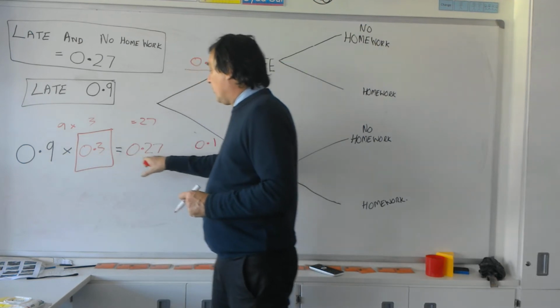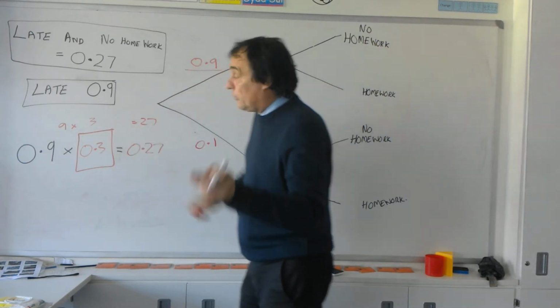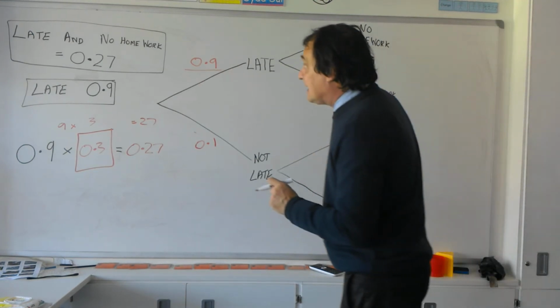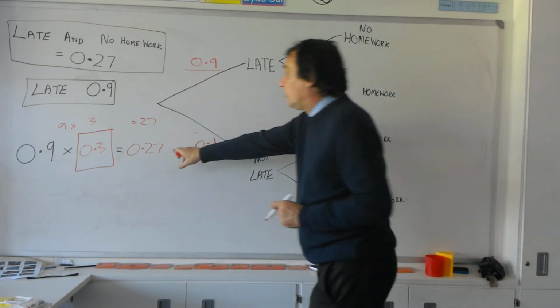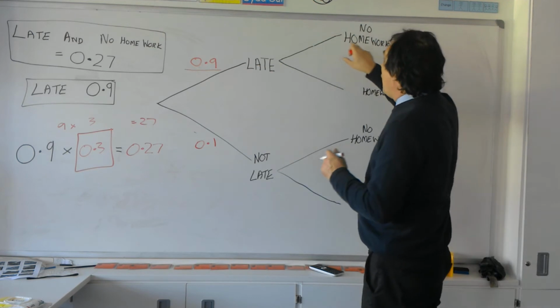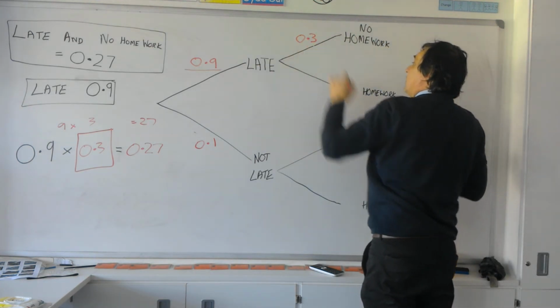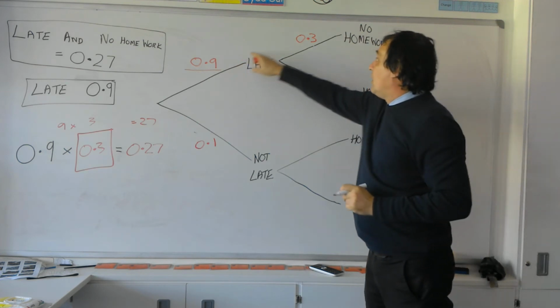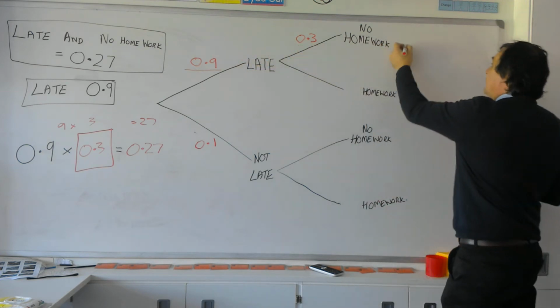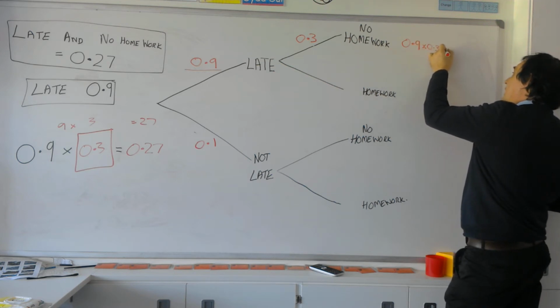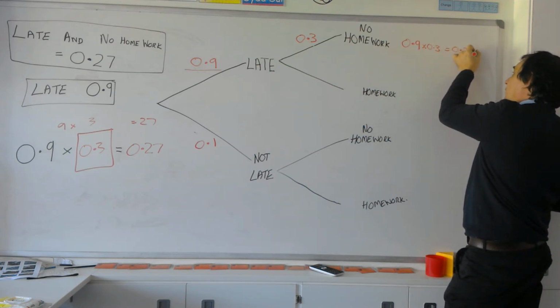So remember, recap working it out. 0.9 times 0.3 is 0.27 because 9 threes are 27. So that means if you've got the probability of late and no homework is 0.27, the probability of no homework alone must be 0.3. So the 0.9 times the 0.3, we'll fill it in here. 0.9 times 0.3 gives us 0.27.